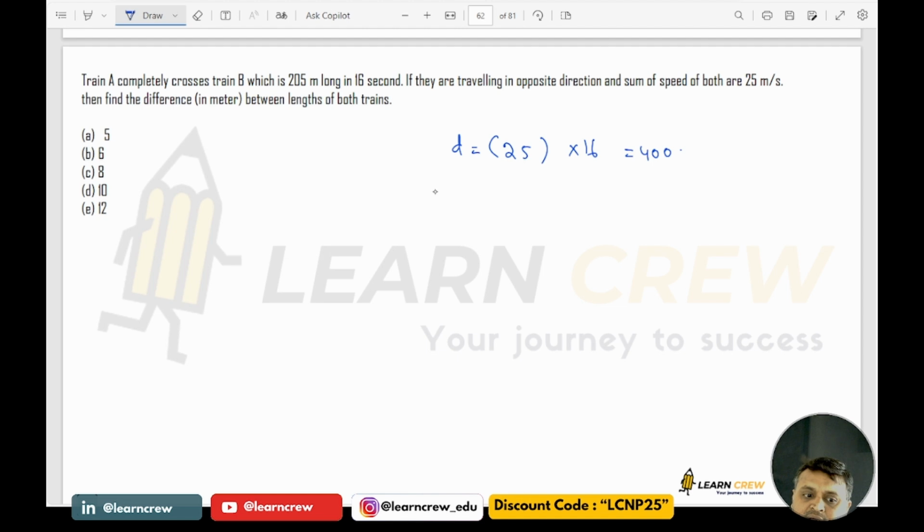So train B length is 205. Train A completely crosses train B. So length of train A plus length of train B is 400. So you can say length of train A is how much? 195. Now what is the difference between the lengths? 205 minus 195. The difference is 10. So answer is 10.